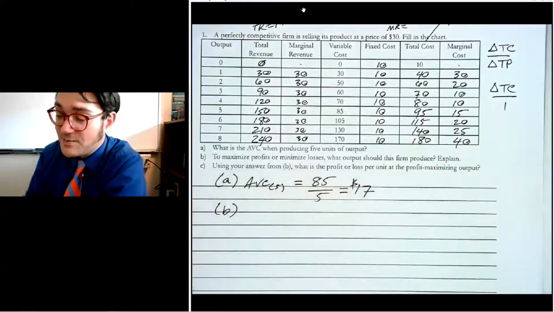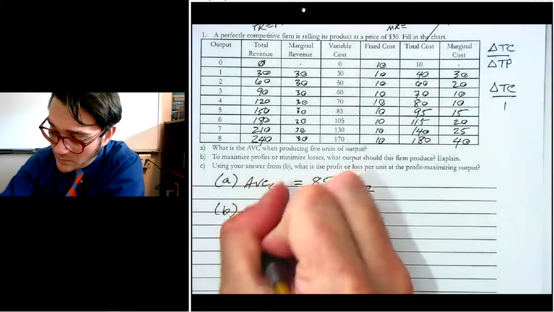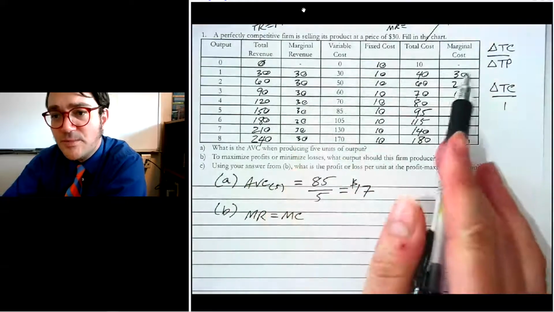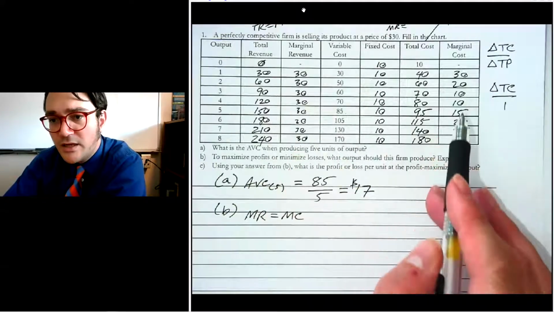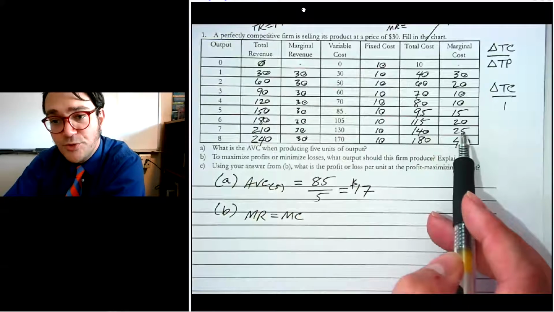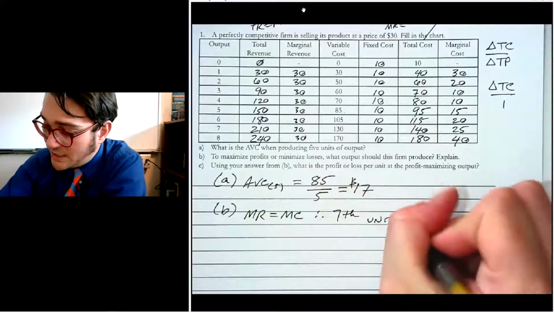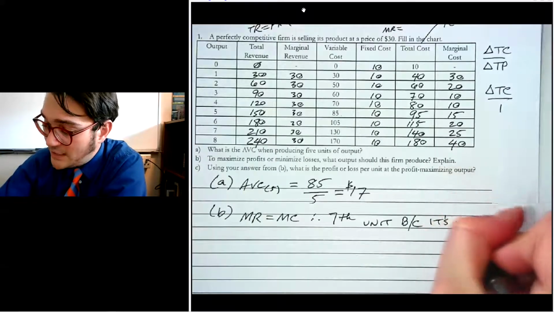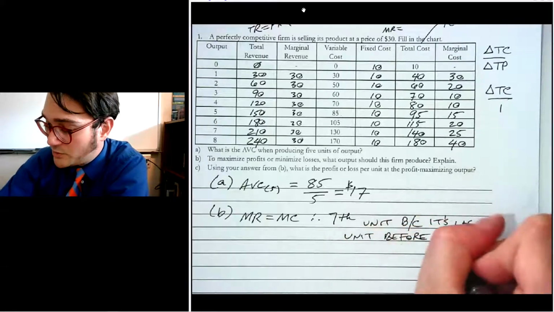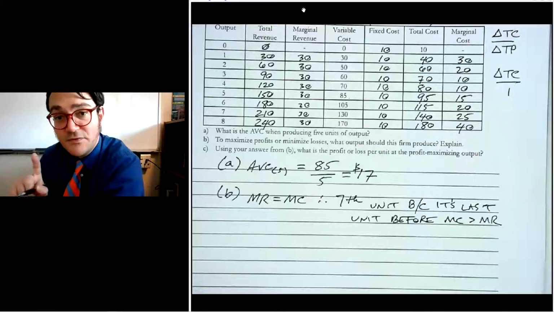B, to maximize profits or minimize the losses, how much should they produce? Explain. So we know that MR equals MC. That's our rule. So we look for where the marginal revenue and the marginal cost meet. Now remember, forget about the first one. We're going to keep going until we hit the last unit before marginal cost exceeds marginal revenue. So they should produce the 7th unit, because it's the last unit before marginal cost is greater than marginal revenue.